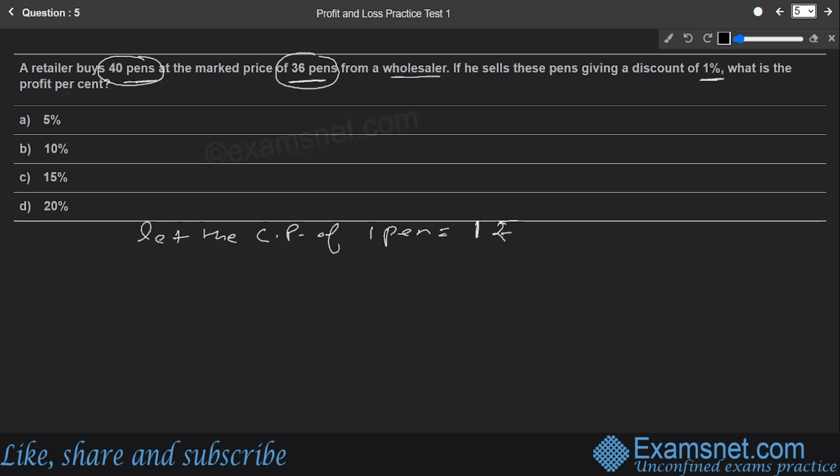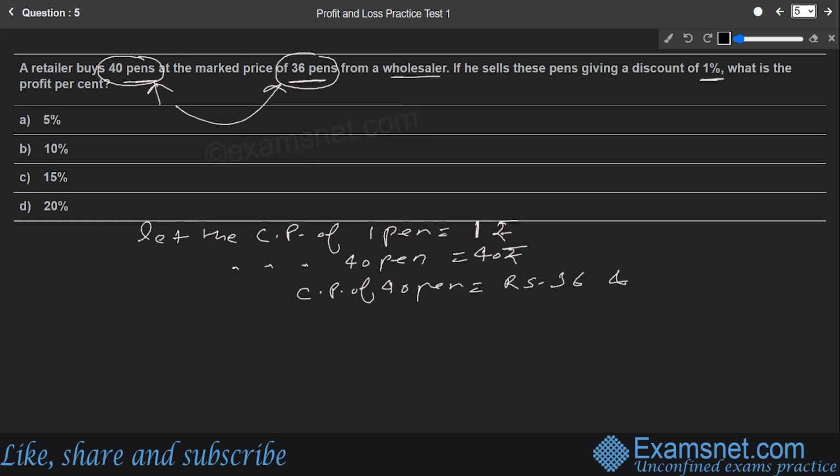Let the cost price of one pen be 1 rupee. Then the cost price of 40 pens should be nothing but 40 rupees. As simple as that, unitary method. Now, as the statement suggests, the cost price of 40 pens is equal to the mark price of 36 pens. So the cost price of 40 pens should be equal to rupees 36, and the selling price should become 40 rupees.